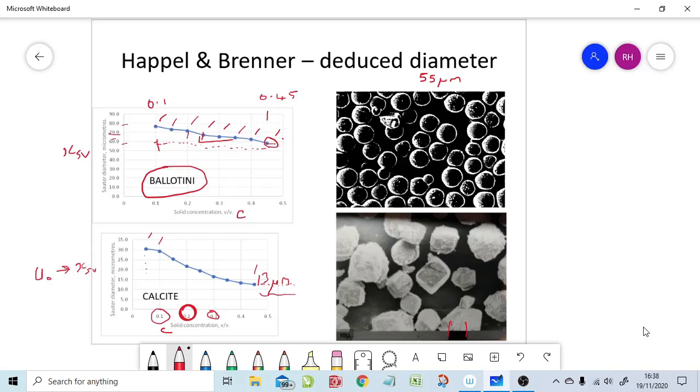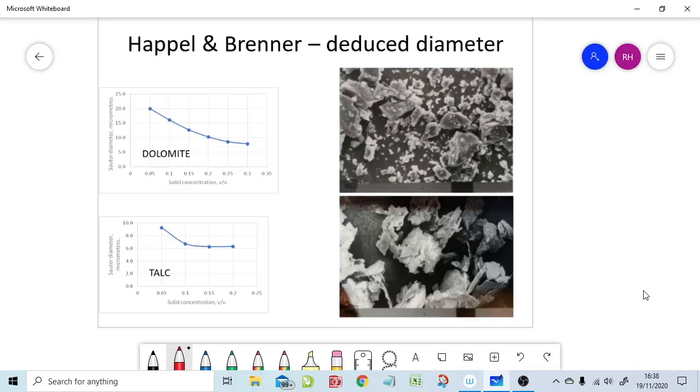Now, is 13 microns a sensible value? It probably is. Looking at these images here, if that's 10 microns, 13 microns is probably a realistic diameter to use for our SOTA mean for these particular particles, just as 55 was a reasonable one for these particles. Two more materials then.